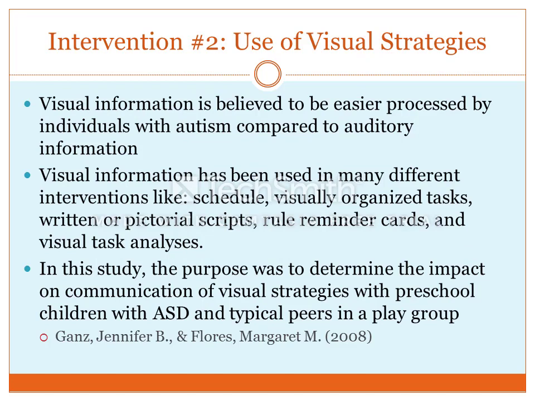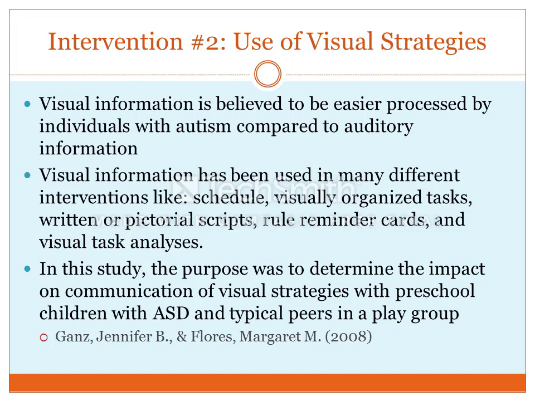The next strategy I wanted to discuss was the use of visual strategies. You may be familiar with this and have implemented it in your classroom already in different formats. It is believed that visual information can be more easily processed by individuals with autism compared to auditory information. So if information is presented with a symbol or a picture or a gesture, it might be easier for an individual with autism to understand and comprehend at a quicker rate than hearing information solely.